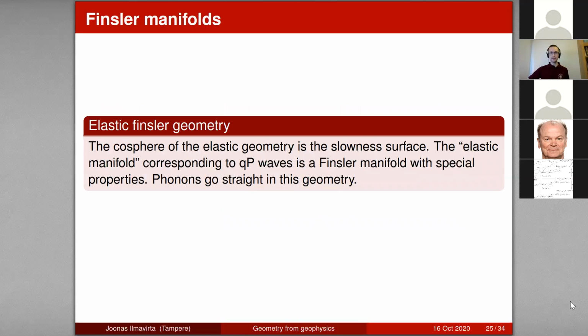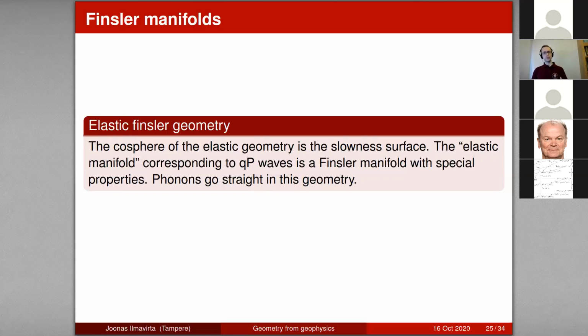So now this is what elastic Finsler geometry is, and this is a mouthful, so I'll take a while to try and digest this with you. The first sentence here packs the connection between physics and geometry. The co-sphere of the elastic geometry is the slowness surface. We defined the slowness surface earlier. It somehow comes from the physical description, starting with the stiffness tensor, and there was a Christoffel matrix, and you find a surface. So it is defined in terms of physical parameters.